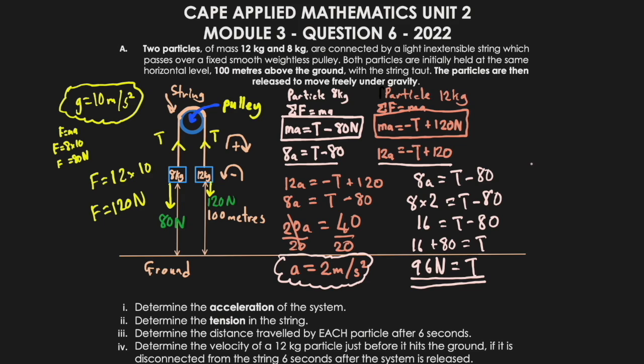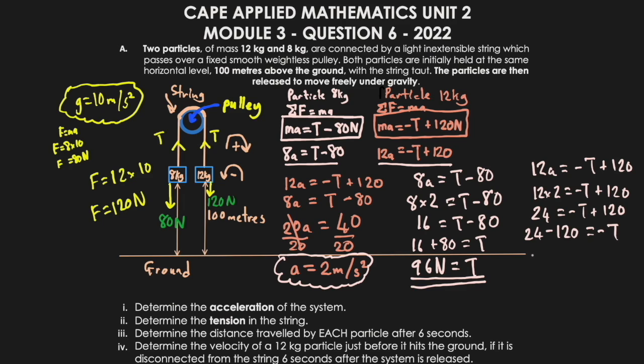If I try it with the other equation, I'll have the same effect. So I'll have 12 times 2 is equal to negative T plus 120. So 12 times 2 is 24, and that's equal to negative T plus 120. If I bring the 120 over, I'll have 24 minus 120 is equal to negative T. I'll end up with negative 96 is equal to negative T. If I divide both sides by negative 1, I'll end up with T is equal to 96 newtons again. So that's the values for tension and acceleration.